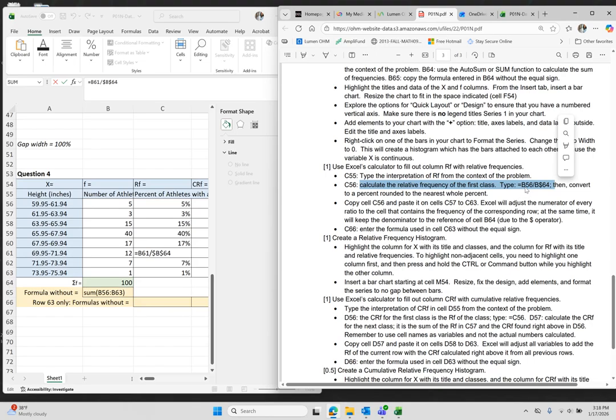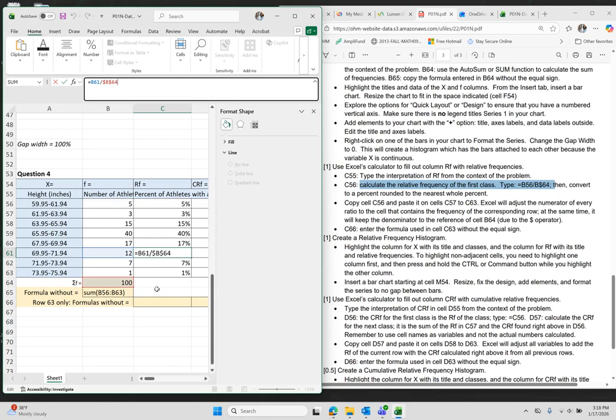When we are in C column, we just stay in C column, so we are actually not moving right or left. But we want the row with the total to always stay 64. And then convert it to percent and round it to the nearest whole percent. We copy cell 56 and paste it all the way to C63. Excel will adjust the numerator for every ratio, but at the same time, it will keep the denominator to be in the cell B64, and that is because you used the dollar operator.